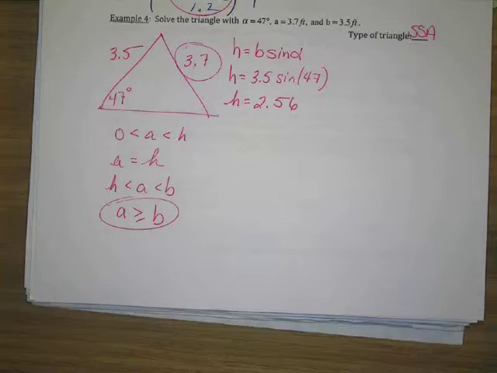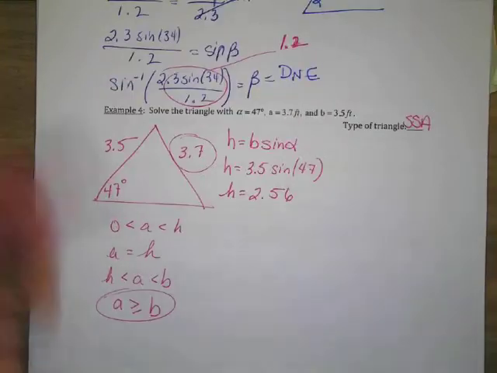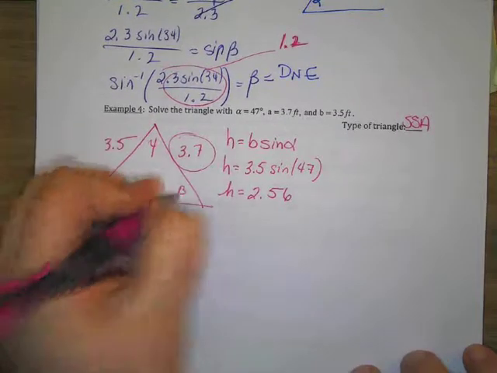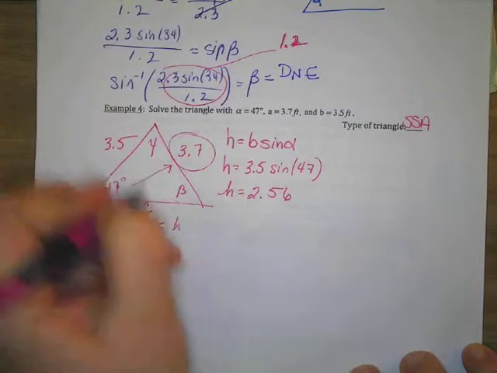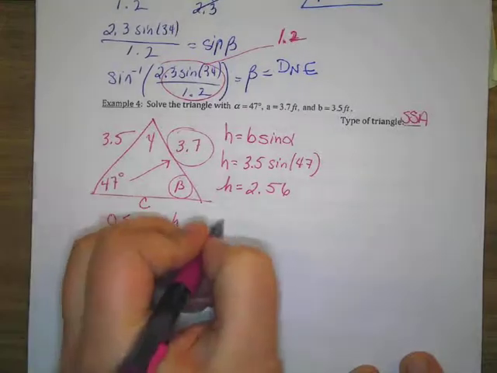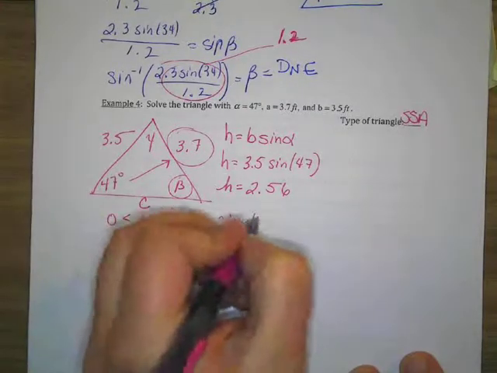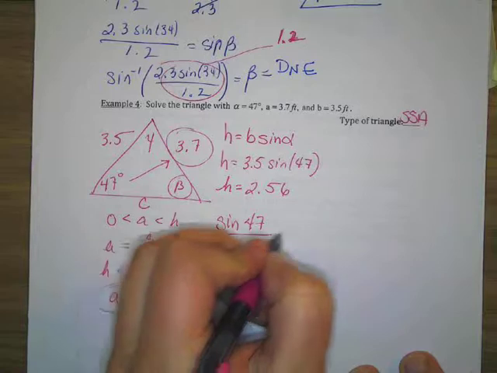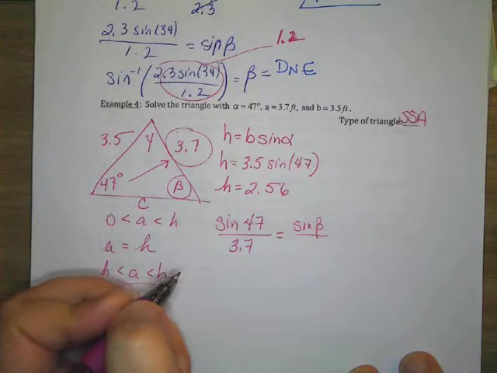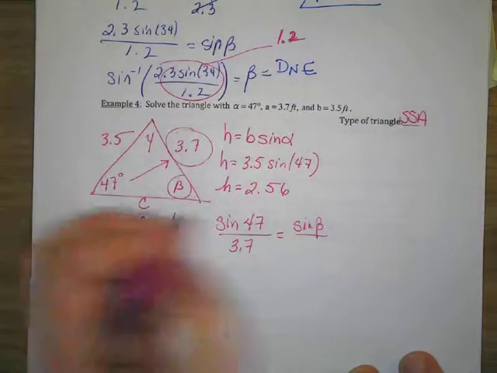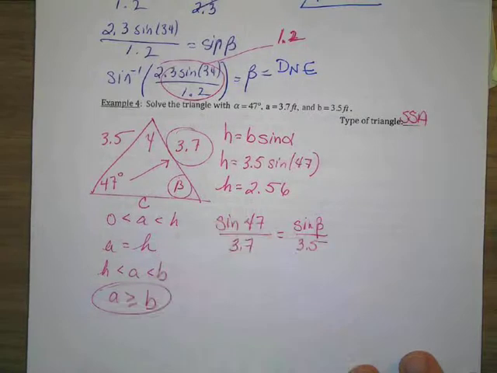Okay? So, what's the only thing we can find right now? We need to know gamma, we need to know beta, and we need to know C. Beta. The only thing we can find is beta. We do know this ratio. We need this one. So, the sine of 47 over 3.7 equals the sine of beta over 3.5.